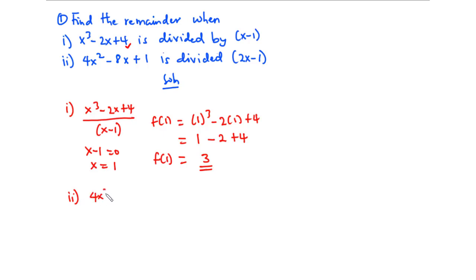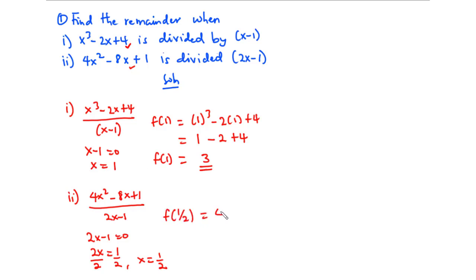We have 4x squared minus 8x plus 1 divided by 2x minus 1. So we are going to equate 2x minus 1 to 0. 2x equals 1. We divide through by 2. We have x equals 1 over 2. We are going to substitute 1 over 2 into this polynomial function. So f of 1 over 2 is equal to 4 times 1 over 2 square minus 8 times 1 over 2 plus 1.